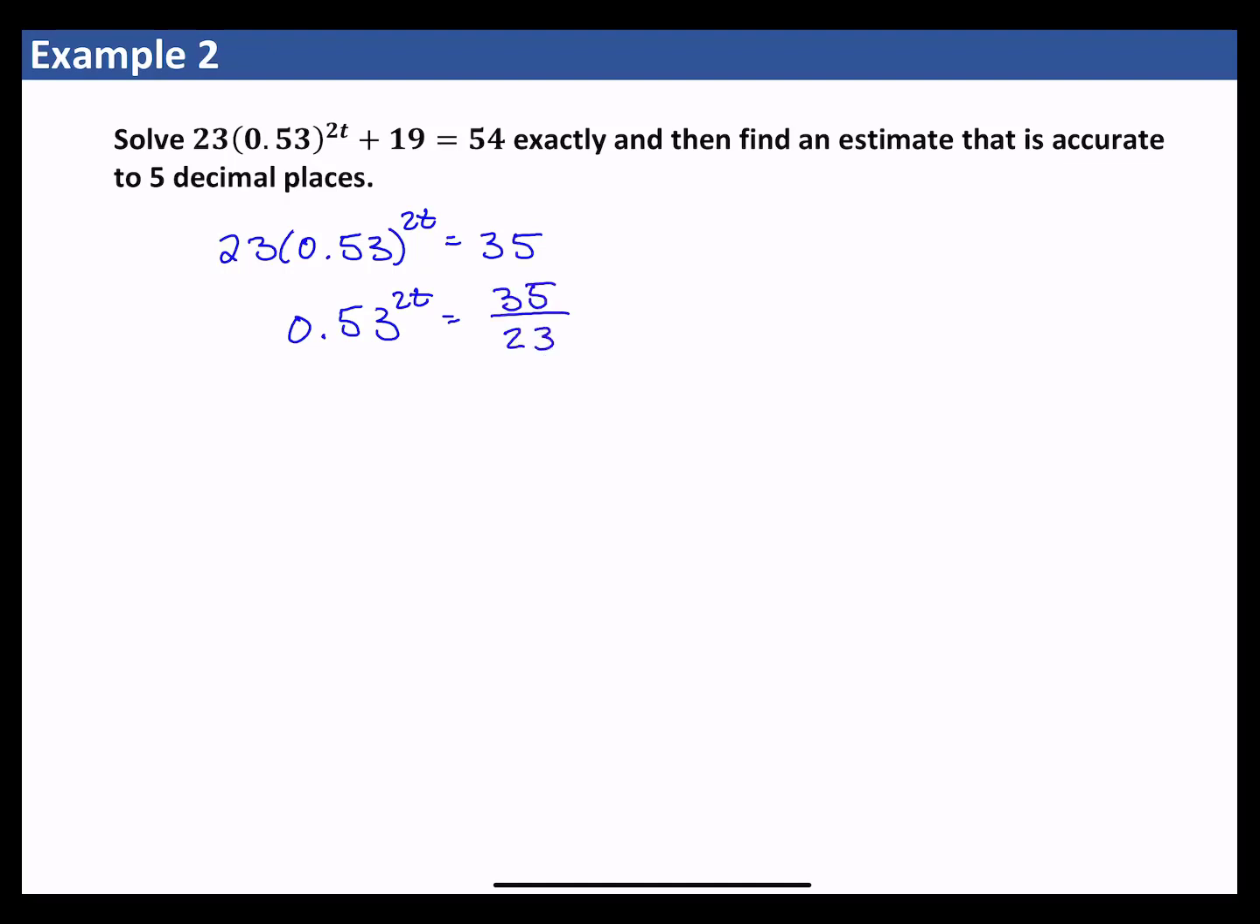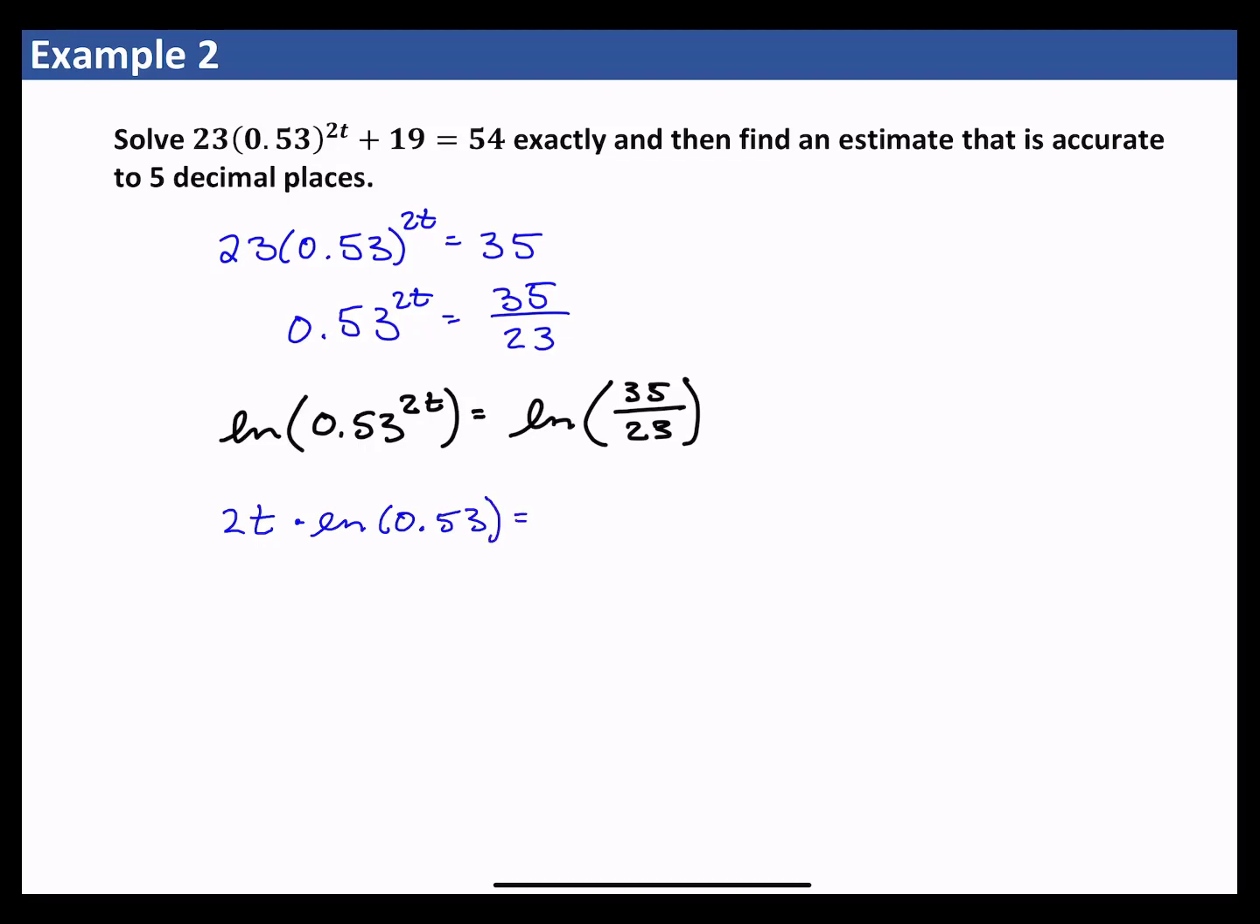And next we reverse the exponential function 0.53 raised to the 2t by using the natural logarithm. So we take the natural logarithm of both sides, and we have the natural logarithm of 0.53 raised to the 2t equals the natural logarithm of 35 divided by 23. By the rule for logarithms of exponential expressions, we can rewrite the left side as 2t times the natural log of 0.53, and that will still equal the natural log of 35 over 23.